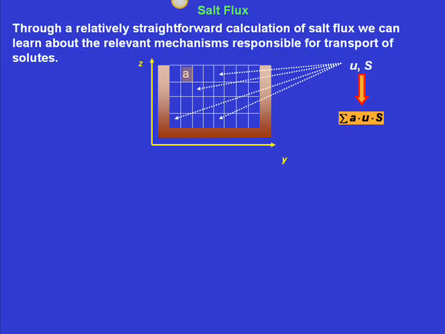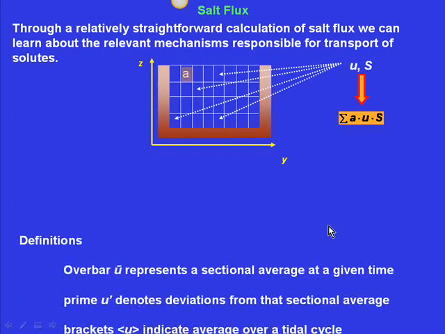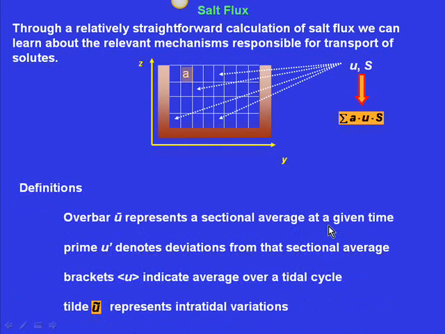So we said that through a relatively straightforward calculation, we can learn about relevant mechanisms responsible for transport of solutes or any tracer. So when we talk about salinity, think about your favorite tracer. It can be suspended sediment for those of you who are interested in sediments, or little phytoplankton organisms if you like plants, or zooplankton organisms if you like little animals, or any chemical tracer if you like pollution.